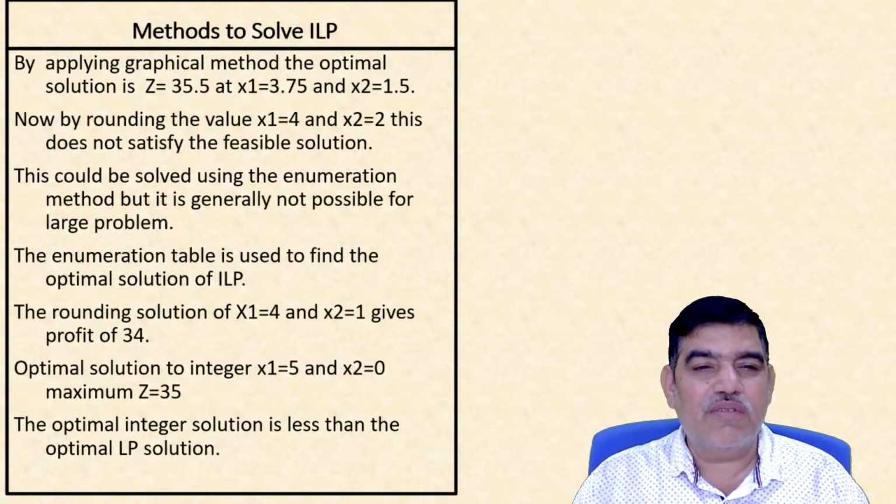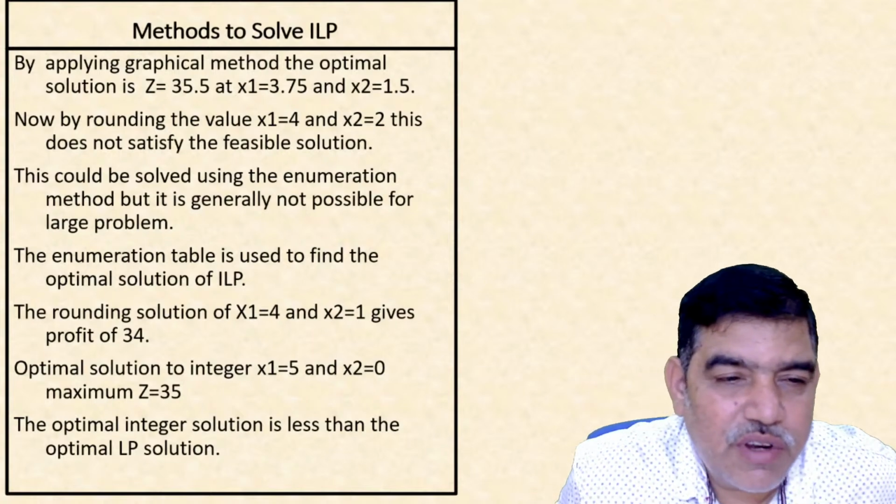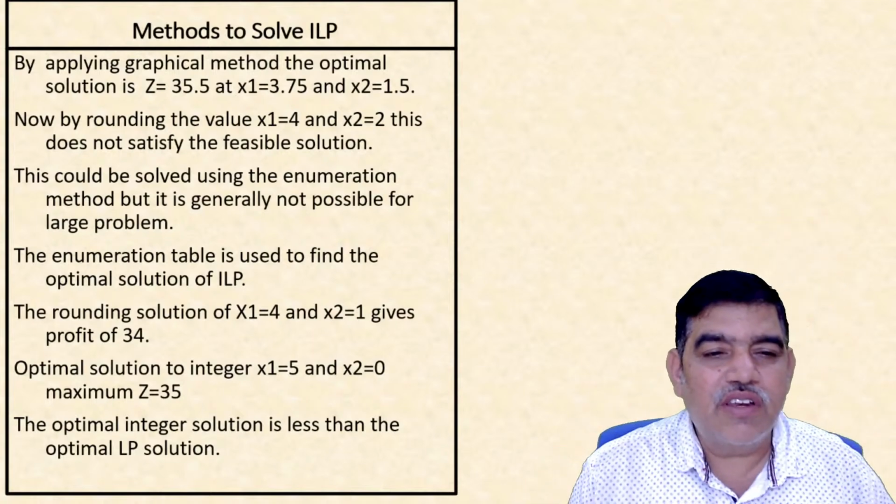This could be solved using the enumeration method, but it is generally not possible for large problems. For large problems, it is not implemented. Then the enumeration table is used to find the optimal solution of integer linear programming.